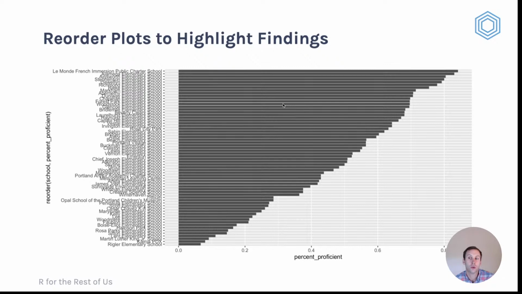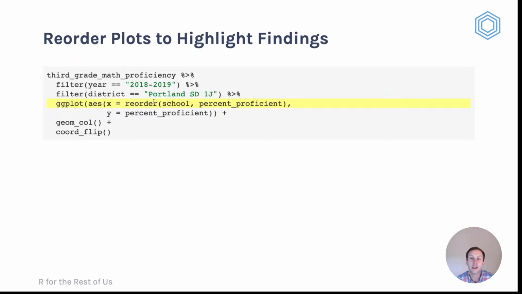So let me show you what happens when I do that. Now it's ordered with the school at the top, Le Monde French Immersion Public Charter School, having the highest percentage of third grade math proficient students of any schools in Portland Public Schools, right? And so I've done that again by using this reorder function. So instead of just listing schools in alphabetical order, they're now listed in order by % proficiency, okay?